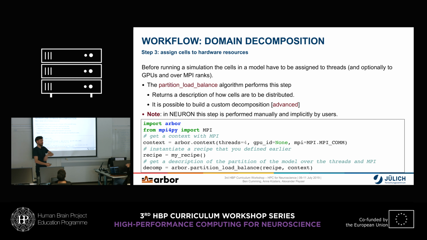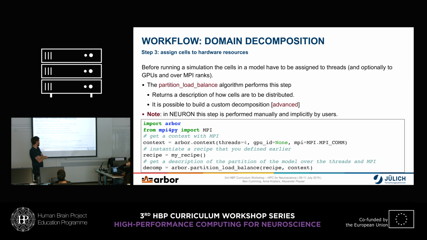So now we've got a description of the model, and we've got the hardware resources we want to run it on. The next thing we have to do is to distribute this model over those resources. We have to figure out which cells go onto which MPI ranks, which cells go onto which GPU. The work has to be distributed. And we do that using a process called domain decomposition. And we have an algorithm called partition load balance, which does this automatically for people.